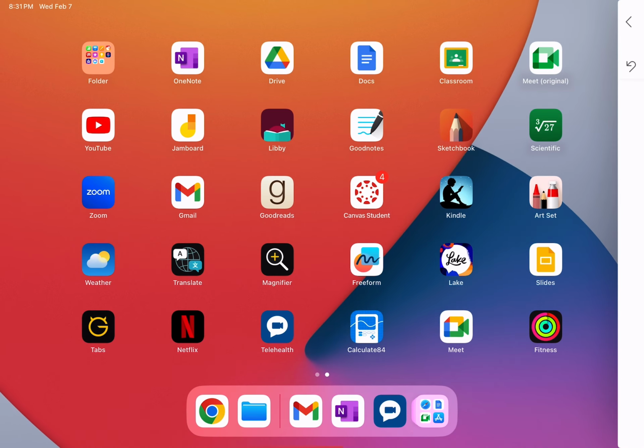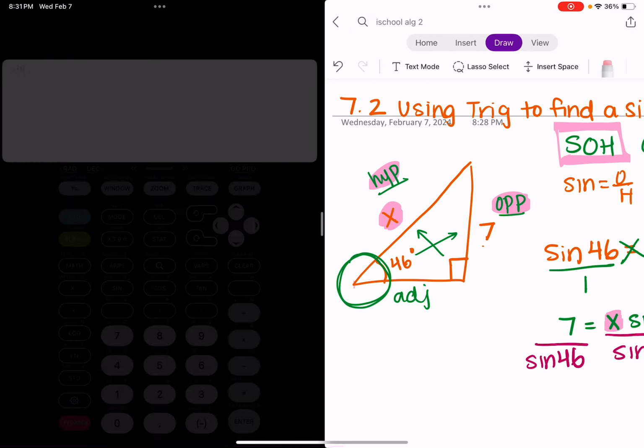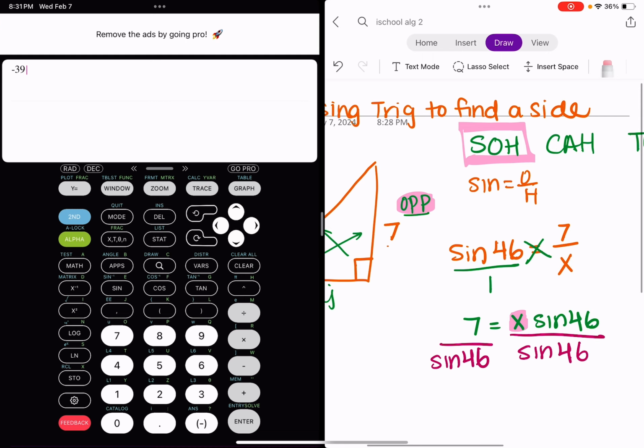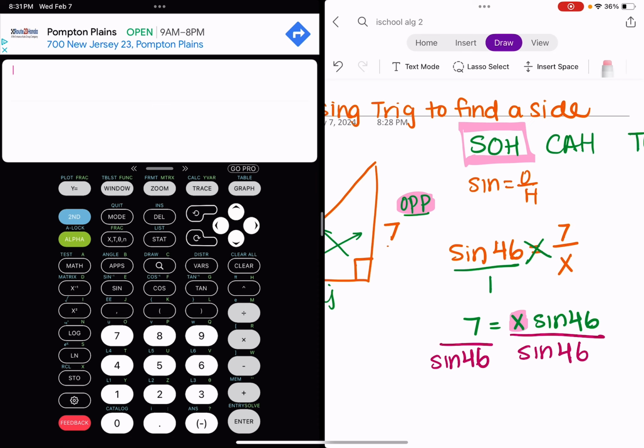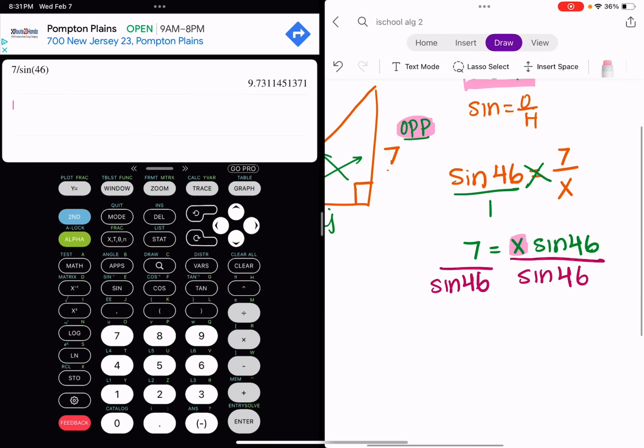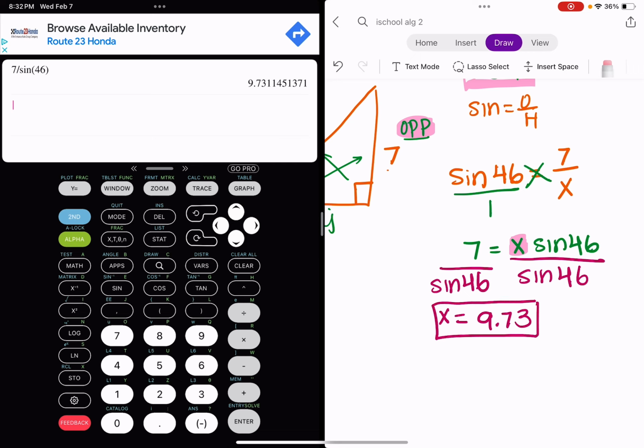Let's see if I can be all fancy with the calculator. First thing you want to do is go to mode and make sure you're in degrees. See how I'm in radians? You want to be in degrees because right now we're dealing with angle measures. So I am going to do 7 divided by sine of 46. Let's do it to the nearest hundredth, so 2 decimal places. The length of the side is 9.73, okay?